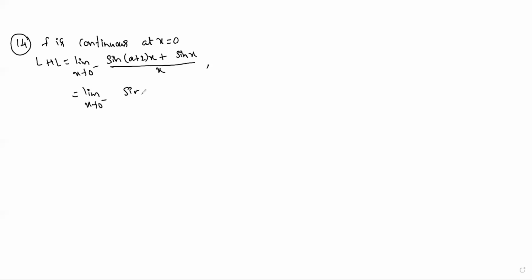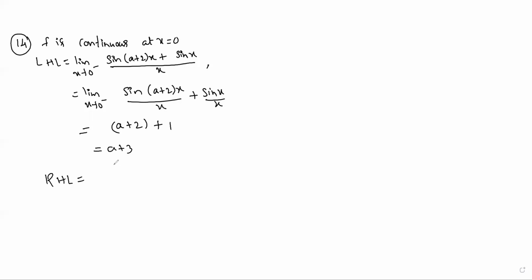Otherwise, we can do by using formula also. Now sin divided by x value: sin (A plus 2)x by x, next one is sin x by x. Limit x tends to 0, sin x by x is 1 we know. Sin mx by x is m you will get. Here what is m value? A plus 2. That's why A plus 2 will get, plus here 1 will get. Total LHL value how much? A plus 3.